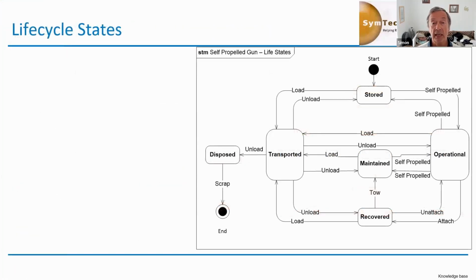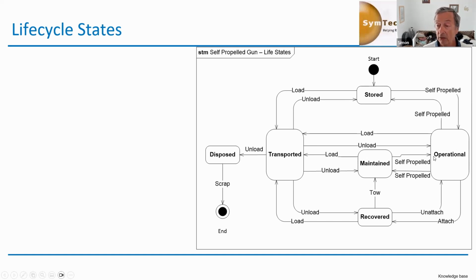So these are life cycle states of the gun, as you can see, and it starts with the stored state. Normally these guns are stored in country, and because it's self-propelled, it could come straight out and start becoming operational. But in general, they have to be loaded onto a transporter and taken to the operational environment where it is then unloaded and it becomes operational.